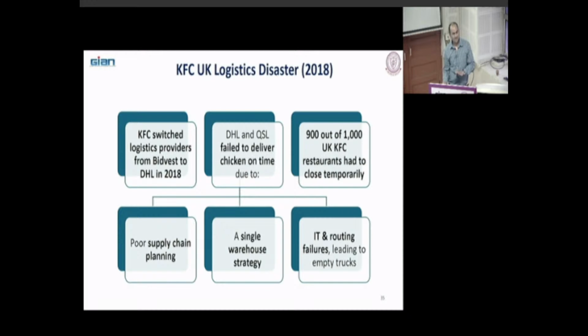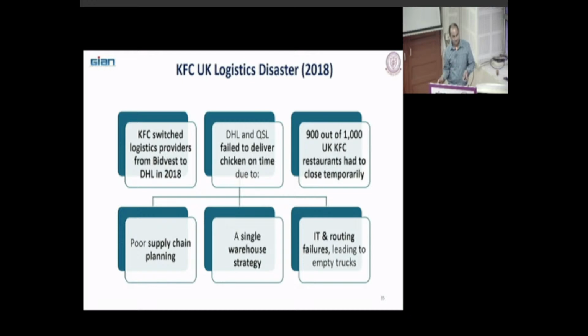DHL was a major player as a third-party logistics provider, but they did not have any experience of managing the perishable nature of products. They had poor supply chain planning and a single warehouse strategy. If you look at the Bidvest Logistics network, they had 6 distribution centers in the UK to supply the 1,000 outlets. In comparison, DHL had only 1 distribution center to supply those 1,000 outlets. That's why this single warehouse strategy didn't work properly, and they experienced the shortages.